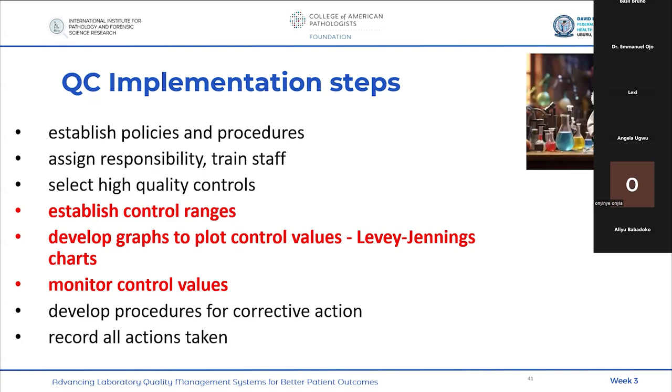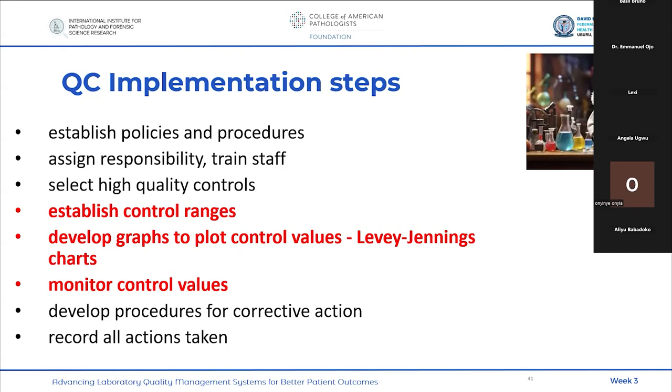So once the graph has been developed, then each day you're generating QC data. You take the QC data that has been generated and you go and plot it on the graph that has been developed. And we're going to see an example of that.